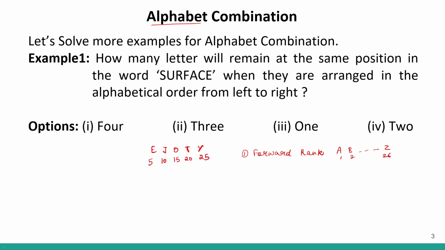Right? Then the second concept is of backward rank, just the opposite of forward rank. So in backward rank, we assign numbers in decreasing order. That means A will be 26, B will be 25 until Z is 1. Correct? The sum of forward rank plus backward rank of an alphabet is always equal to 27. Right? Third concept is of opposite letters.